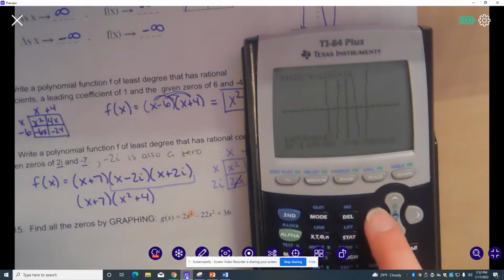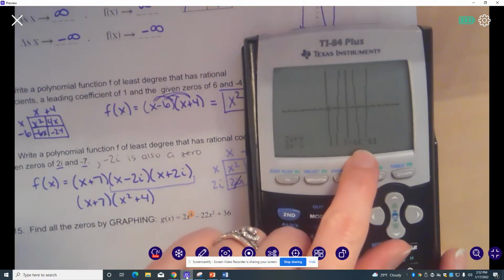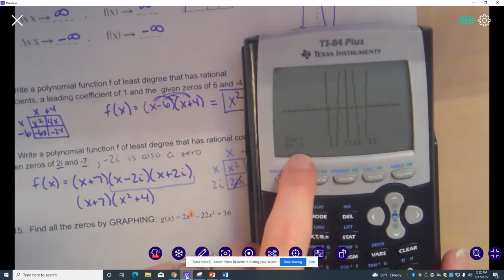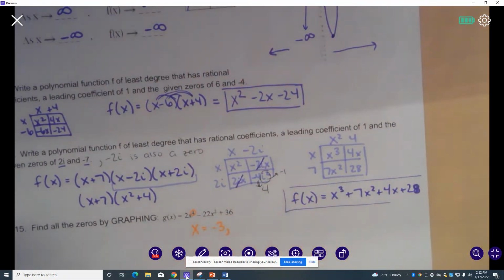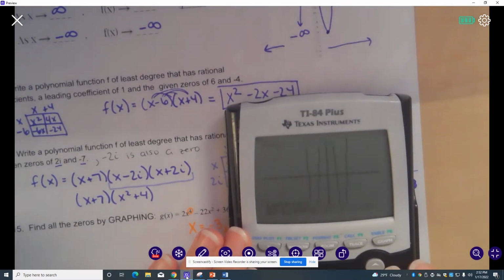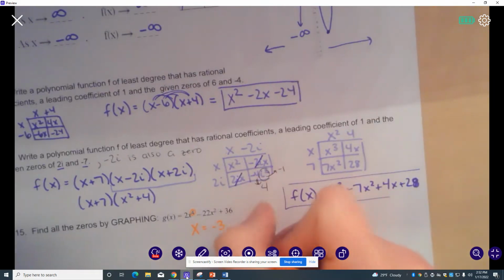So I'll find the first one first. Use your left bound, right bound. Now that y value is so small, it's 0. So my first zero is at -3. Find my second one. And my next one is at -1.41.